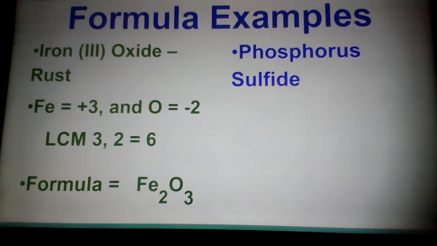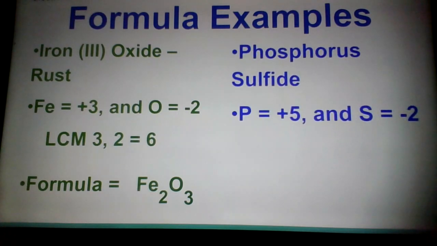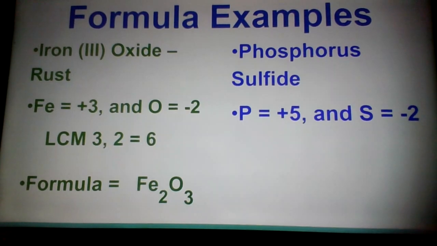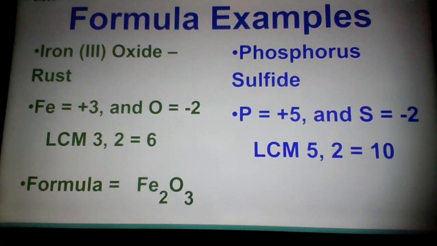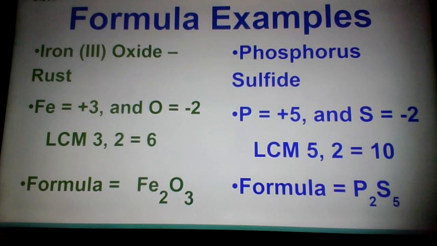On the right side, phosphorus sulfide. Phosphorus +5 will give away 5 valence electrons. Sulfur, -2, will add on 2 electrons. What's the least common multiple of 5 and 2? Because I can't just say 2 times 2 is 5 or 2 times 3 is 5. That's not going to happen. What's the LCM of 5 and 2? 10. How many 5s make 10? 2 of them do. How many 2s make 10? 5 of them do.